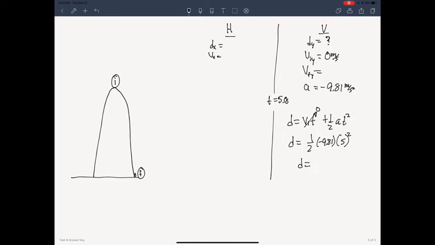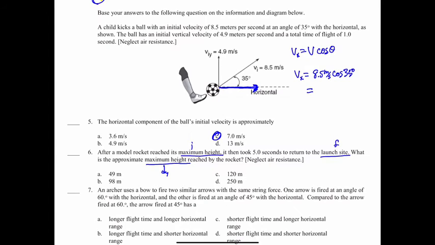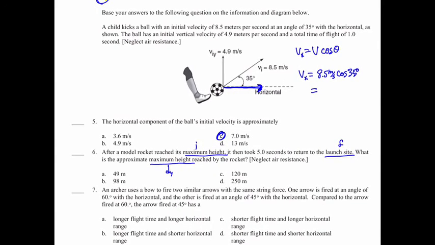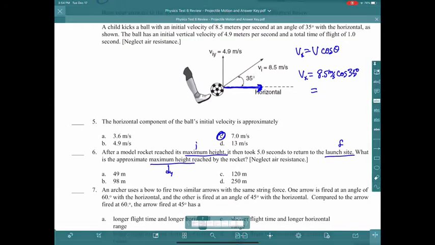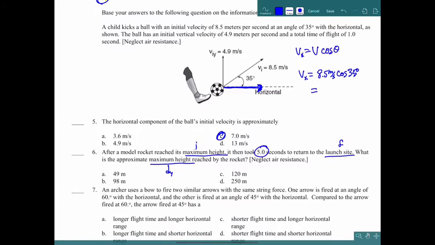We would get negative 123 meters. But our height obviously is going to be a positive value. And because the 5 seconds has only two significant figures, our answer is going to be C, which has only 2 significant figures as well.